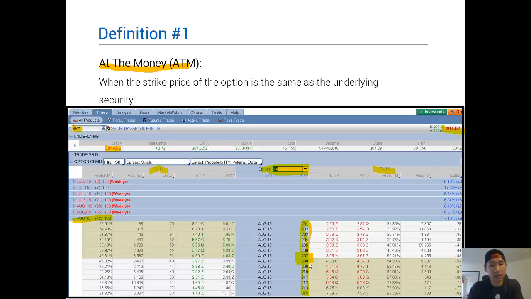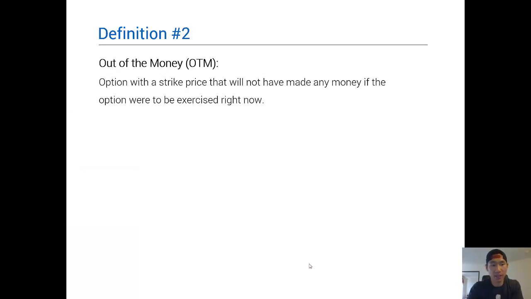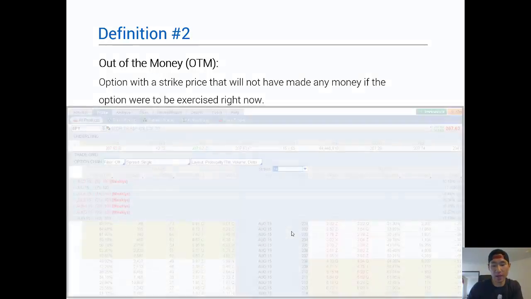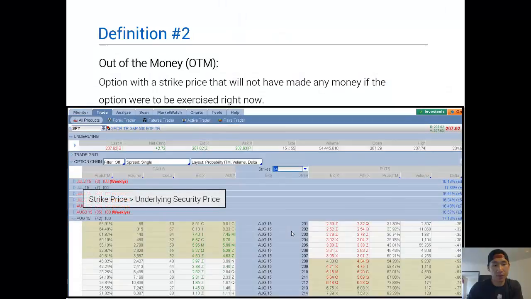All right. So next is out of the money. Out of the money is when the option has a strike price that would not have made any money if the option were to be exercised right now. So for example, on the call side, it's when the strike price is greater than the underlying security price. So you want to think about out of the money as if you were not to have made any money. You are out of money.